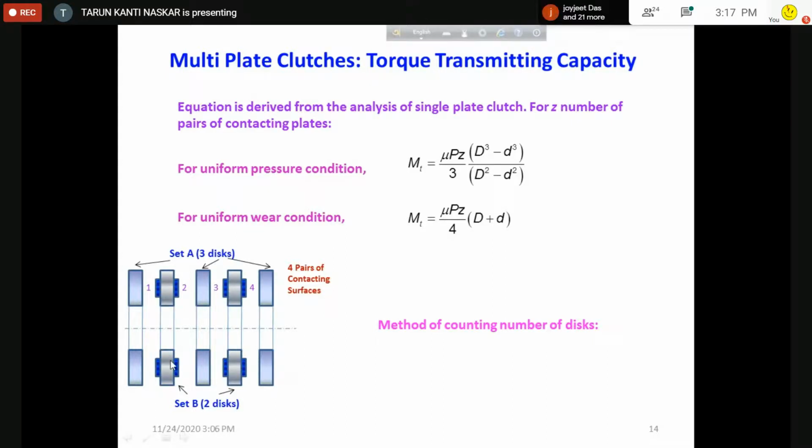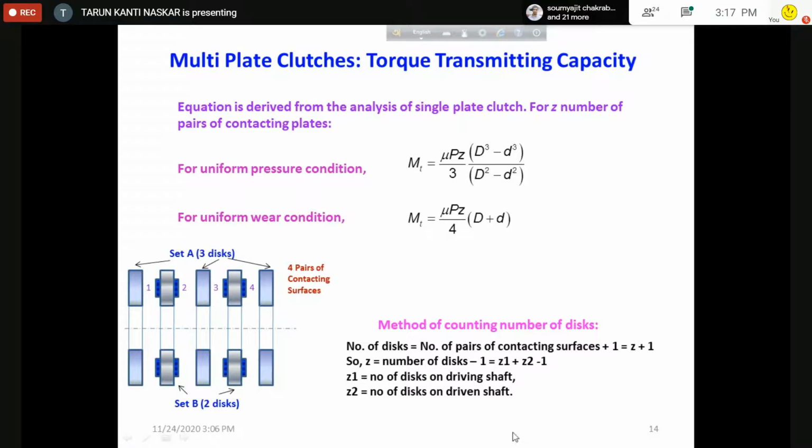Now for this arrangement, how would you count Z? Now the method of counting Z is, say, number of discs. Number of discs equals number of pairs of contacting surfaces plus 1. Do we accept this point? So it will be equal to Z plus 1.